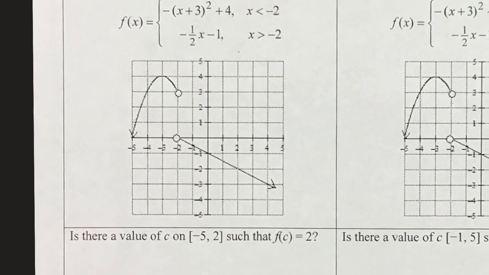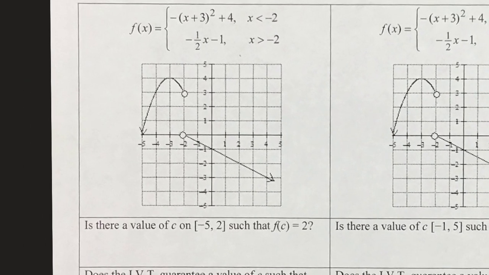Here we have a graph, a piecewise graph, by the way, nice and piecewise. And it says, is there a value for c on the closed interval from -5 to 2? Highlighting, we're looking from -5 to +2.